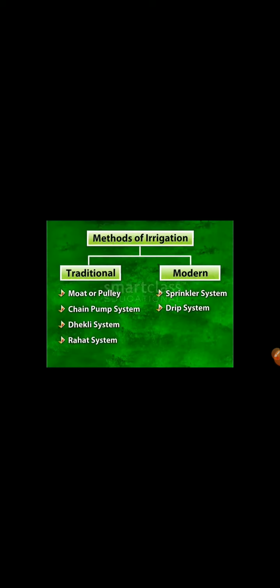Different methods of irrigation have been used since humans took to agriculture. The traditional methods of irrigation are a moat or pulley system, a chain pump system, dhekli system, and rahat system. Of late, these methods of irrigation have been replaced with modern methods like sprinkler system and drip system. Let us learn about all these methods, starting with the traditional methods.